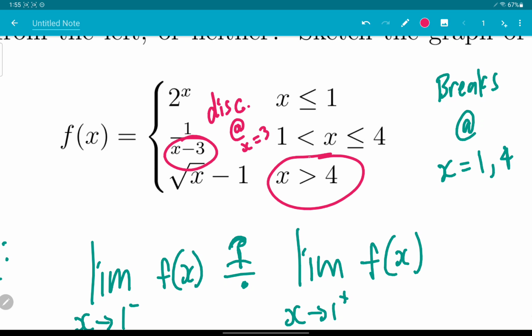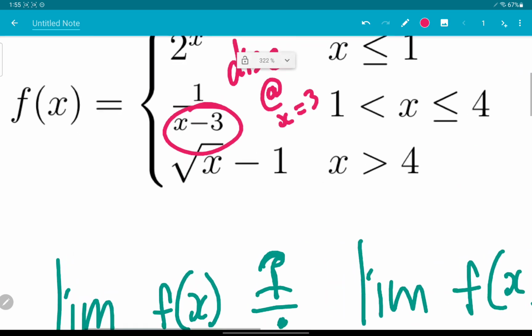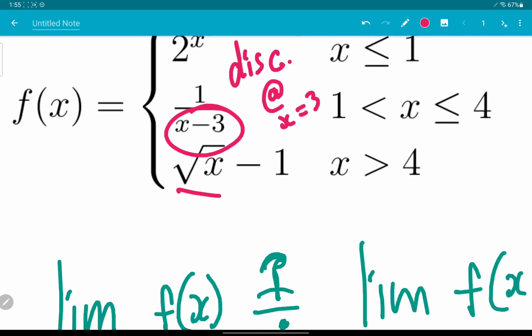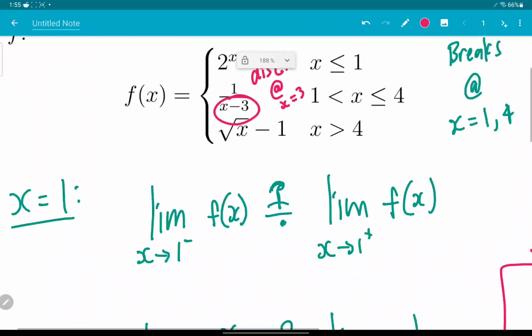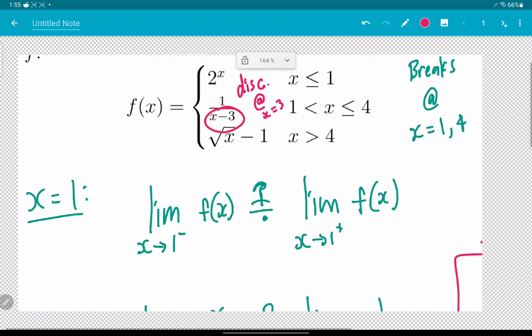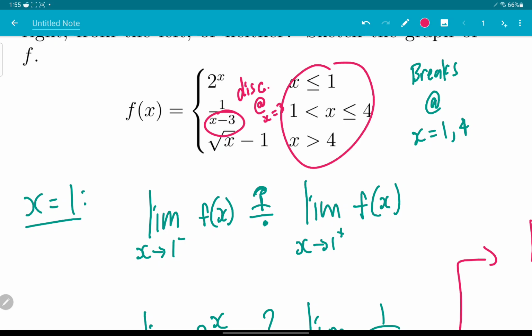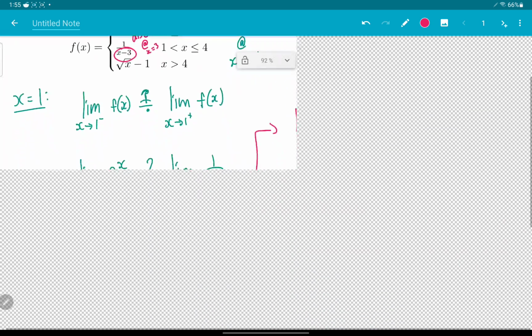Now finally, for x bigger than 4, are there any problems? Well, root x would have a problem for negative values of x, but that is none of my concern here because this definition is only being used when x is bigger than 4. So there's no problems there. I looked at what's happening away from x equals 1 and 4, and I only found one discontinuity. So I'll make note of that.